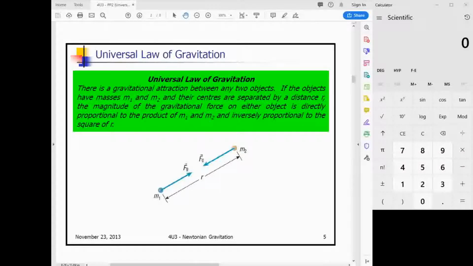Basically, the force of gravity attracting two bodies together, the force on m1 due to m2 is equal to the force on m2 due to m1, so that Fg is the same. It's always pointing towards the other planet or the other mass, and it is proportional to the product of the masses and inversely proportional to the square of the distance between the masses.